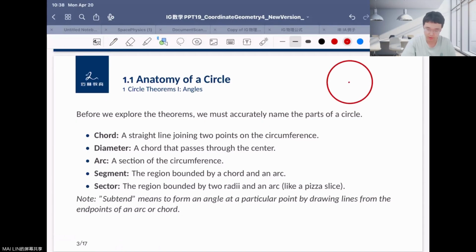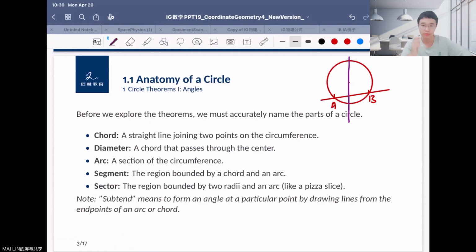And here is the center of the circle. We can say the chord means a straight line joining 2 points on the circumference. Here we can find AB, so we can say AB is a chord. And diameter means the chord passing through the center. So here that is the diameter.